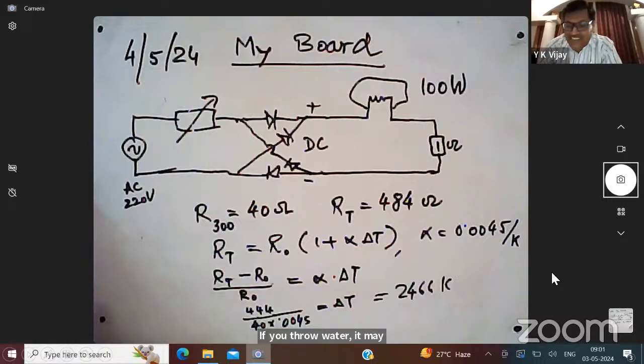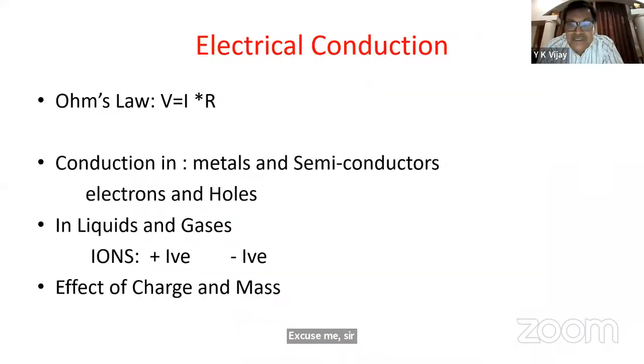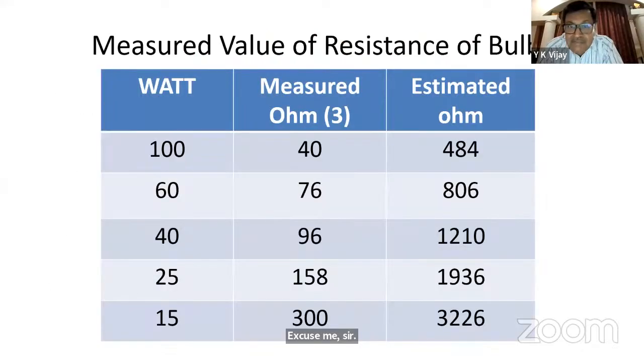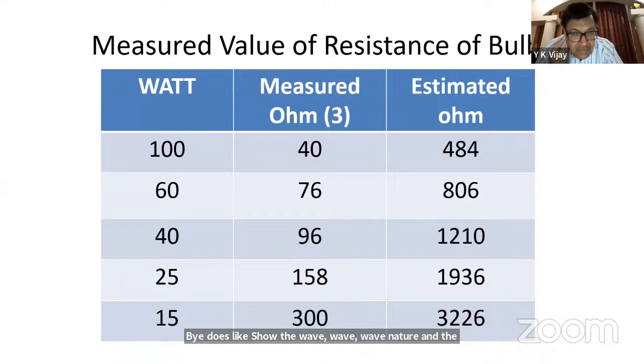Excuse me, sir. I have an unrelated question. Sir, why does light show dual nature in a double slit experiment? Why does light show the wave nature and the particle nature at the same time in the double slit experiment?